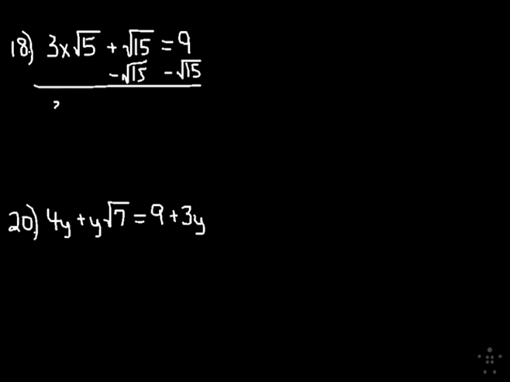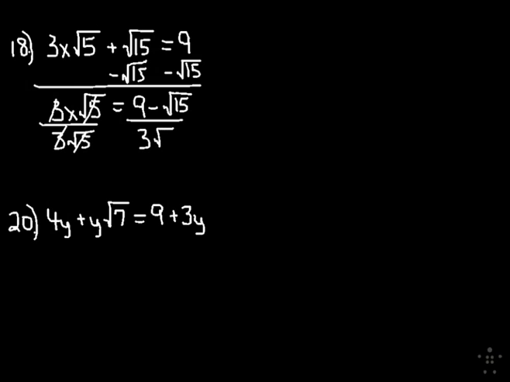But I can say, well, 3x times the square root of 5 is equal to 9 minus the square root of 15. Now I need to get rid of the 3 and the square root of 5, so that's all multiplied, so I can simply divide. And so I need to do the same thing to the right side. Now, that's what x is equal to, but I need to simplify a little bit because you've got a radical in the denominator, and we're told to rationalize denominators.